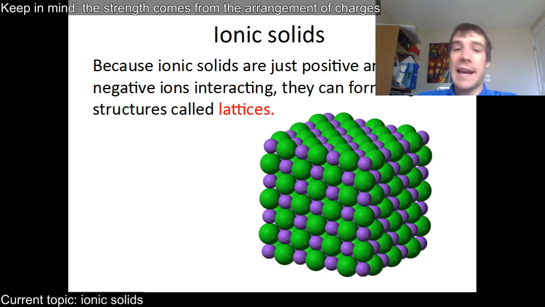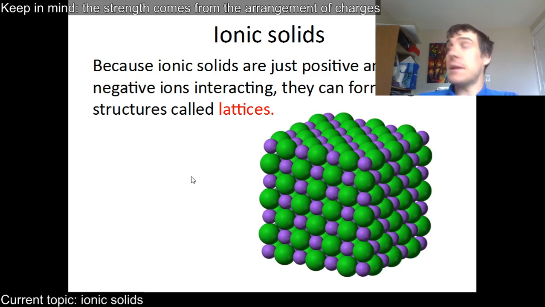This is called a lattice, and a lattice is an arrangement of positive and negative charges where it is the minimum energy possible, essentially. And here you see chlorines and sodiums arranged in a perfect cube, with every chlorine surrounded by sodiums and every sodium surrounded by chlorines.